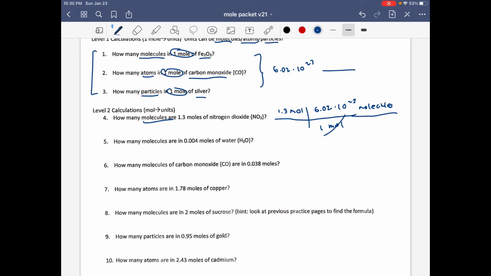So when you do this, that cancels out and you're left with 7.8282 times 10 to the 23. So that is the number of molecules in 1.3 moles of nitrogen dioxide.